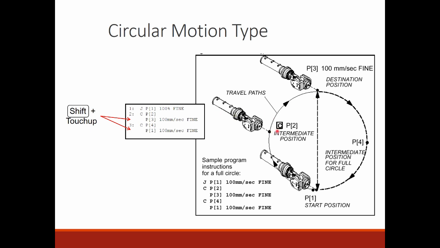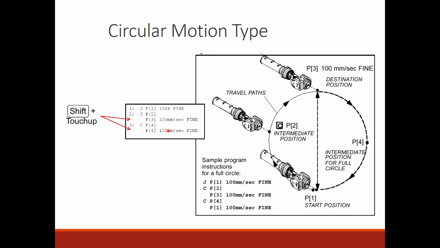Now you'll notice that our intermediate position and our destination position are really part of the same line of code. So the robot recognizes that as a circular path, that one is the intermediate, the other being the destination. Now to create a full circle, we would also need to create another intermediate position and destination position, where it uses the destination position of the previous arc instruction as the starting point for the next arc instruction.